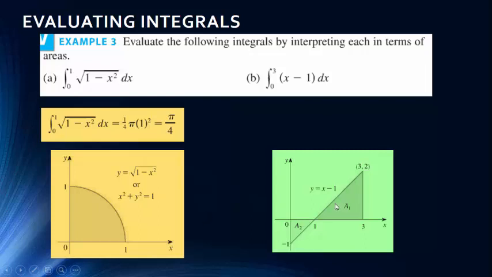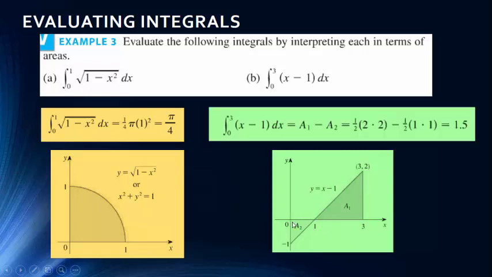Well, the area of a triangle is 1/2 base times height, and each of these are pretty easy. This A1 has a base of 2 and a height of 2, so I have 1/2 times 2 times 2, or 1/2 of 4, which is 2. My A2 is a triangle with base and height of 1, so this is 1/2 of 1 times 1. And remember, I'm subtracting this A2 triangle because it's negative, and when I do that, I get 1.5. So when it's asking you to evaluate an integral in terms of its area, it's asking you to look at what the geometric shape is, and then just use your basic geometry knowledge of areas.